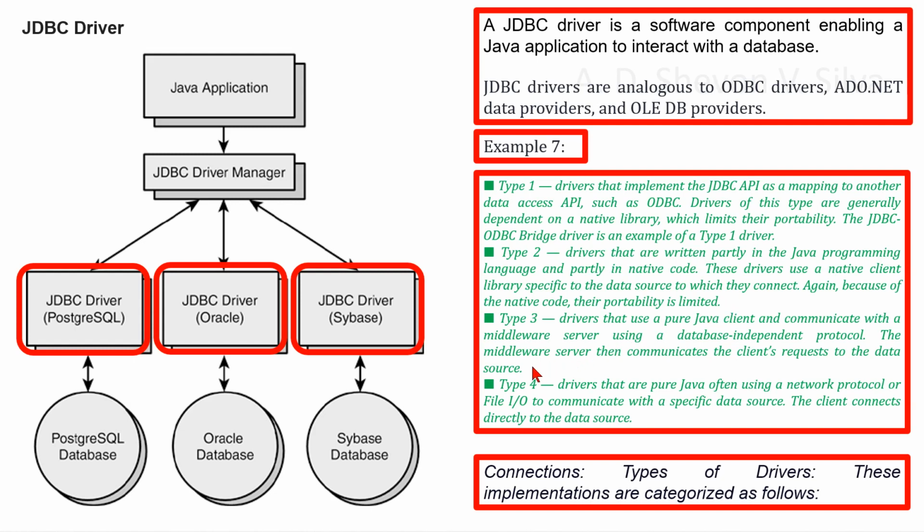Type 3 drivers use a pure Java client and communicate with a middleware server using a database-independent protocol. The middleware server then communicates the client's request to the data source. Type 4 drivers are pure Java, often using a network protocol or file I/O to communicate with the specific data source. The client connects directly to the data source. There are many possible implementations of JDBC drivers. These are the categories.